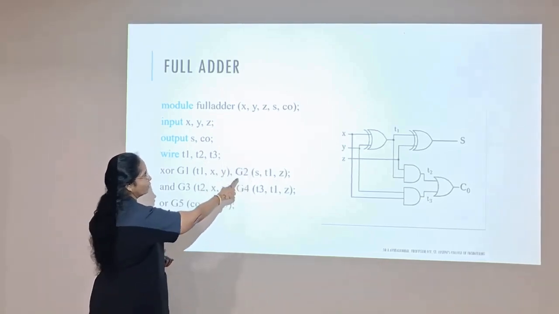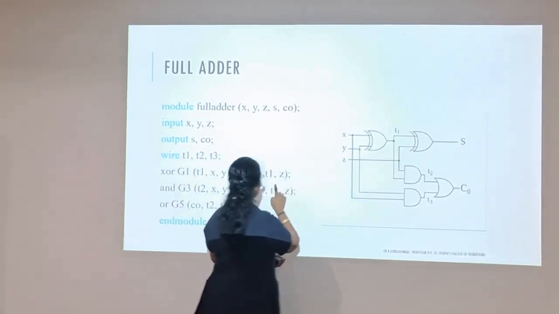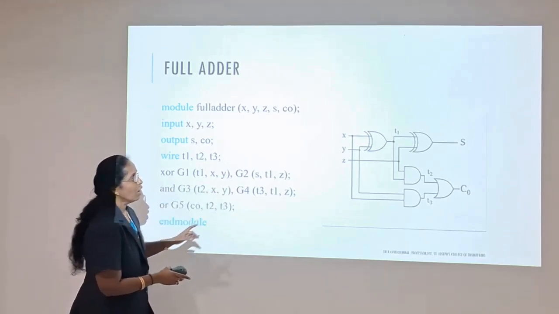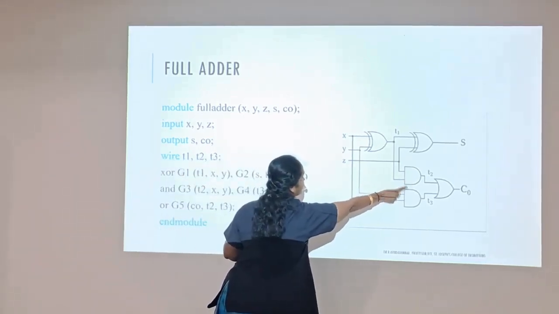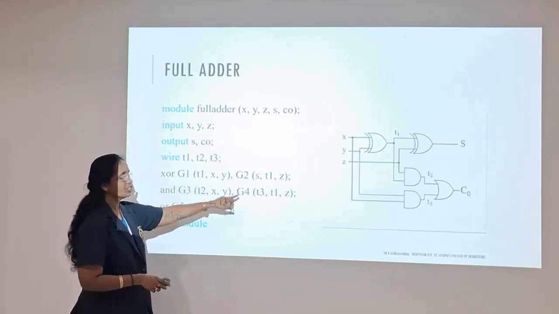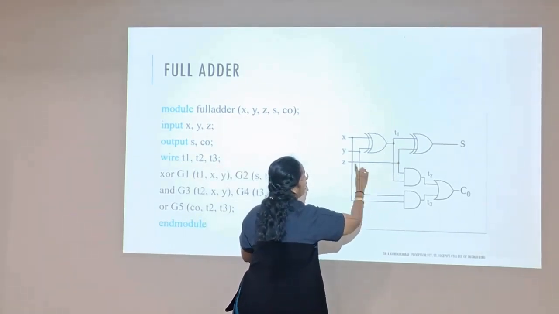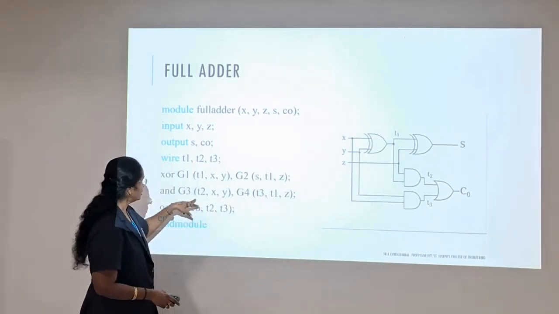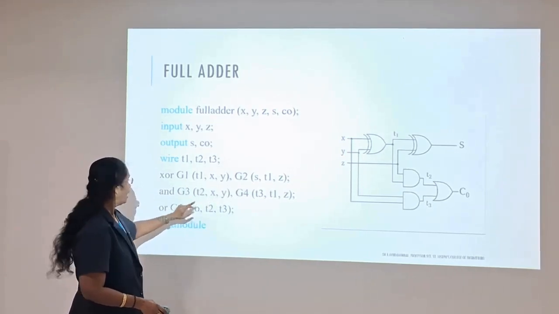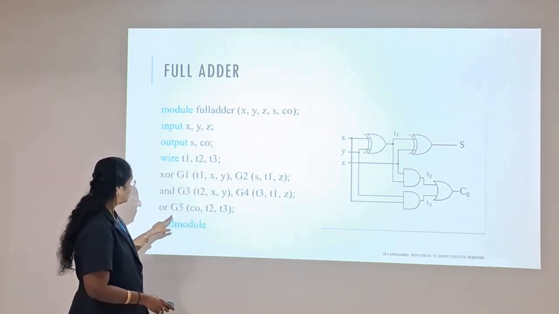For the second XOR gate, S is the output and the inputs are T1 and Z. Next, I am going to use AND gates. How many AND gates have we used? 2 AND gates. Already I have named G1 and G2, therefore G3 and G4. The inputs for G3 are T1 and Z, which give T3, and the other gate generates T2. After that, these temporary variables are added together to generate my final output, that is my carry.